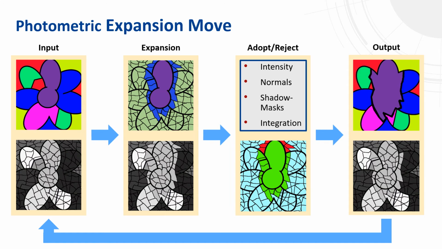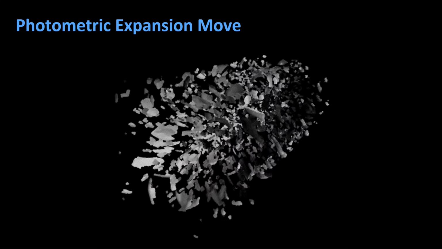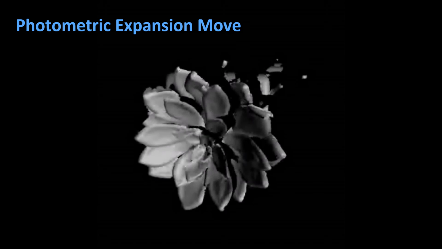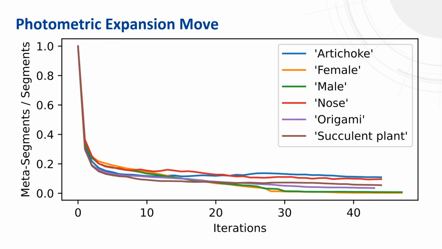In the next step, we can use this new meta segmentation to pick another meta segment, expand it, and adopt or reject a new candidate depth. Here we can see the algorithm in action. There are typically 10 to 100 times less segments than pixels in an image, and fusing meta segments gives another factor of 10 to 300. Most of this reduction takes place during the first few iterations.